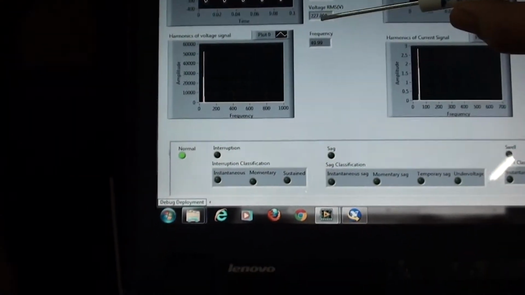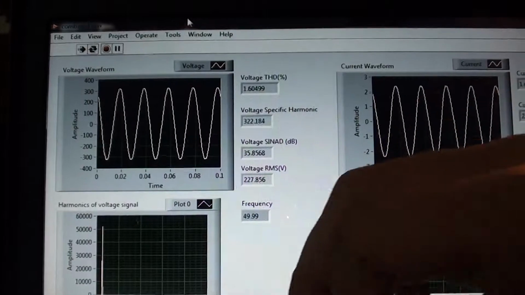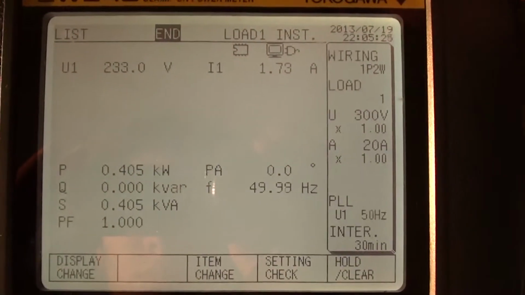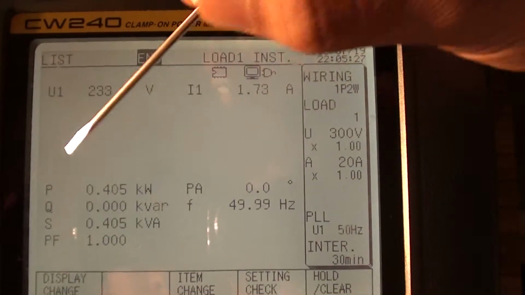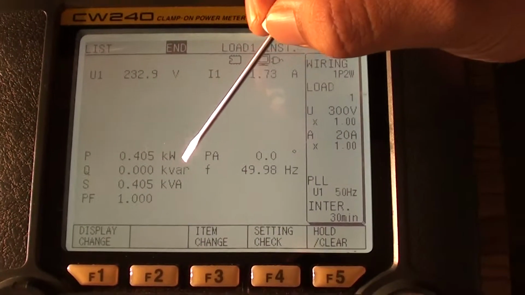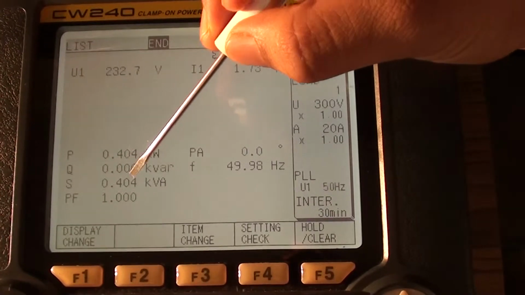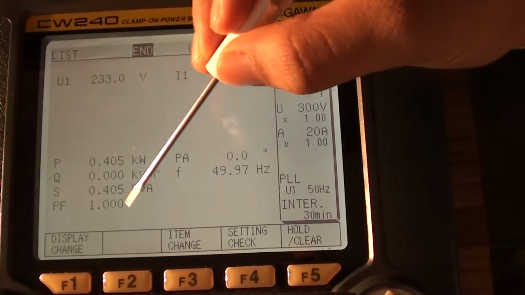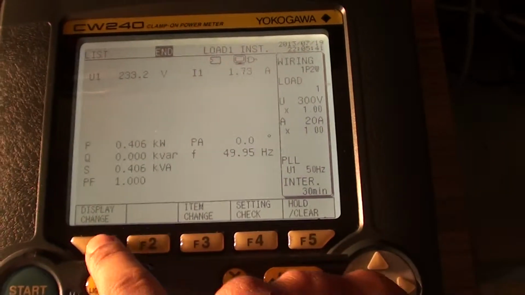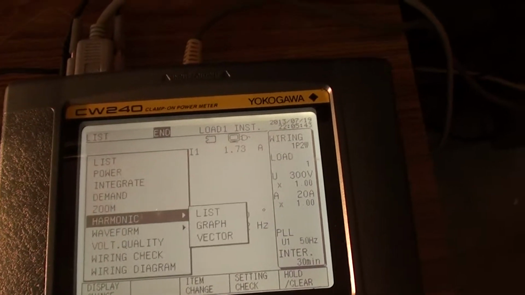As we can see, the voltage is 227 volts, so we can say the system is operating in normal condition. Now let's move on to the Yokogawa readings. As we can see, the voltage is 233 volt, current is 1.73 amperes, active power is 0.405 kilowatt, reactive power is 0, apparent power is 0.405 kVA, power factor is 1, and the frequency is 49.95. Now let's move on to harmonics.